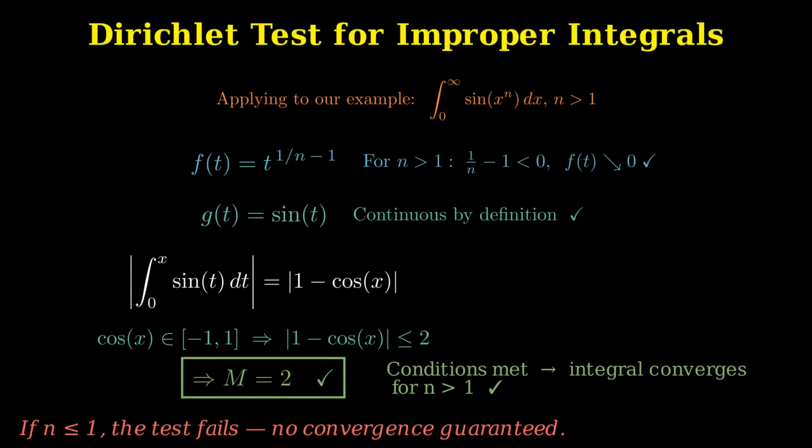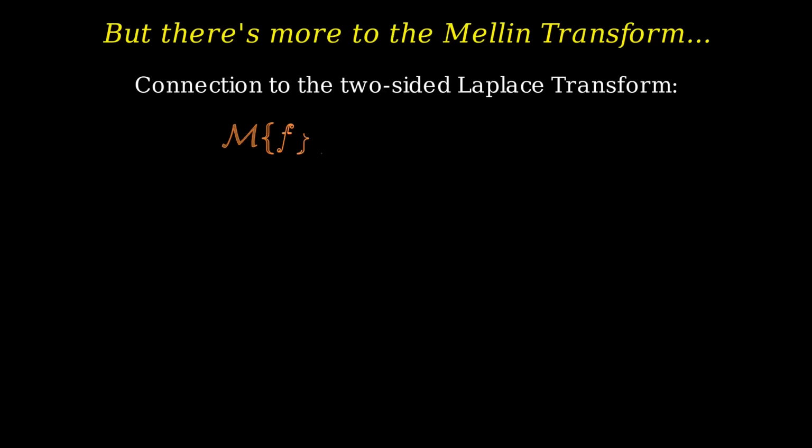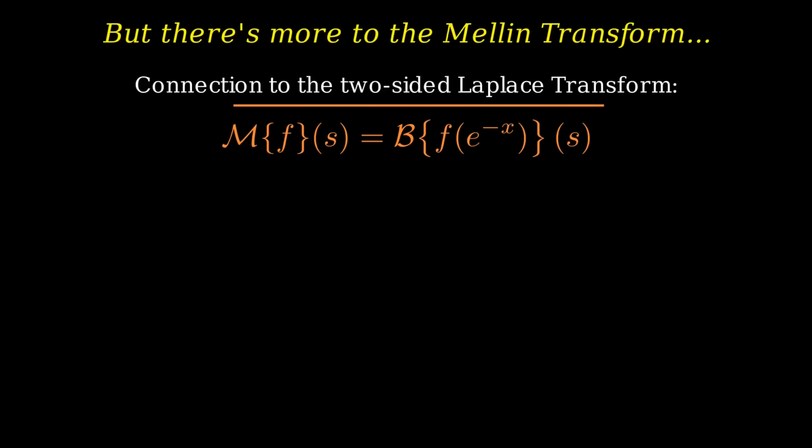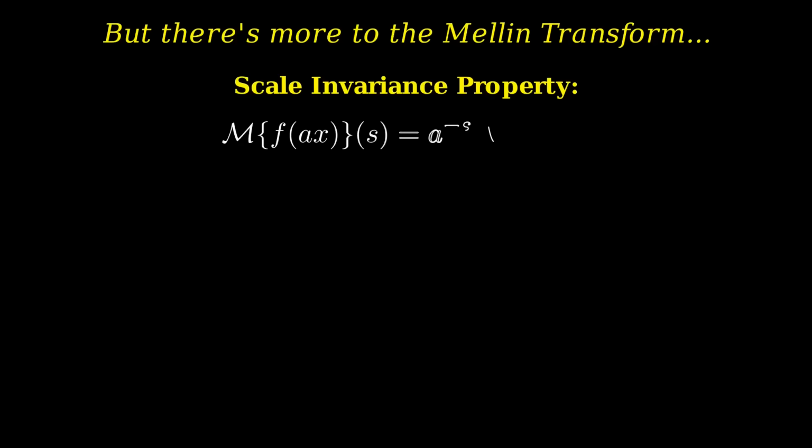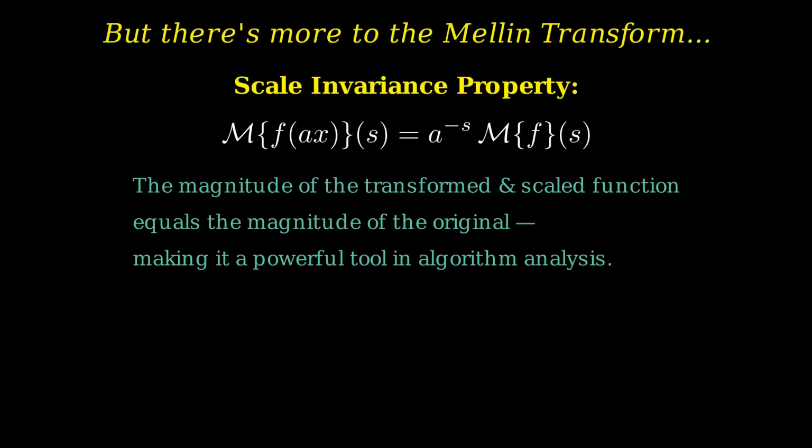But there's more to the Mellin transform though. It can be defined in terms of the two-sided Laplace transform shown here. It also has a very powerful scale invariance property, meaning that the magnitude of the transformed and scaled function is identical to the magnitude of the original, making it a good tool for use in the analysis of algorithms. Another crazy thing about this transform is its connection with the famous Riemann zeta function.